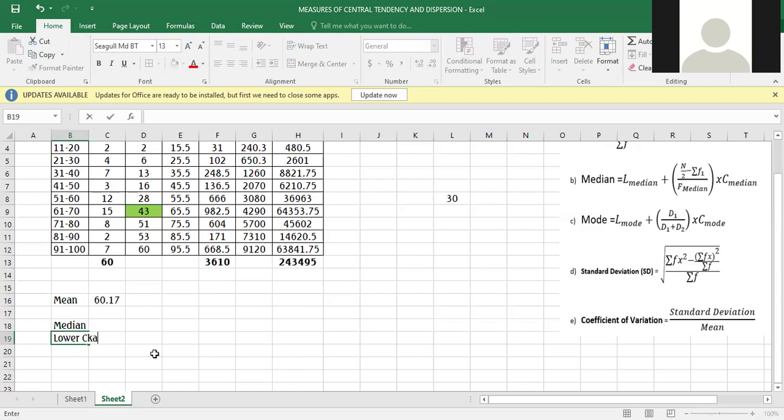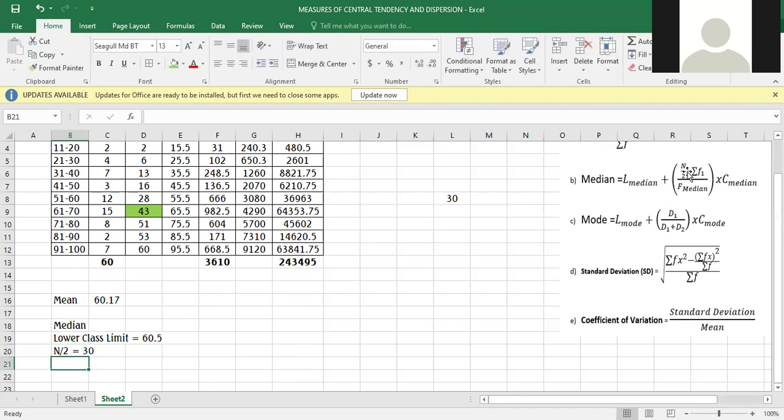The lower class limit would be what? What's my lower class limit? That is 60.5. That's my lower class limit. I've gotten that one. So n divided by 2 gives us, sorry, 30. That is 30 divided by 2.